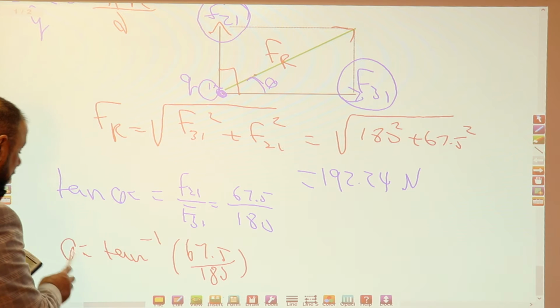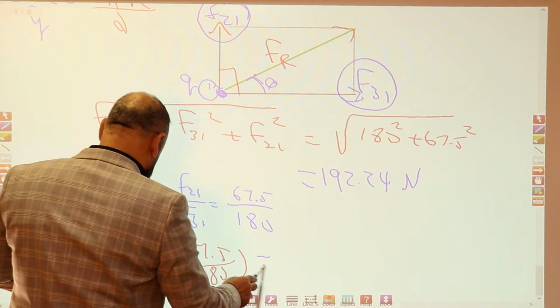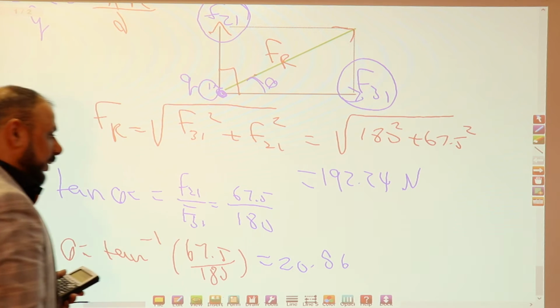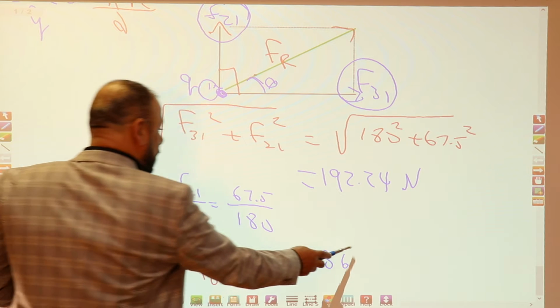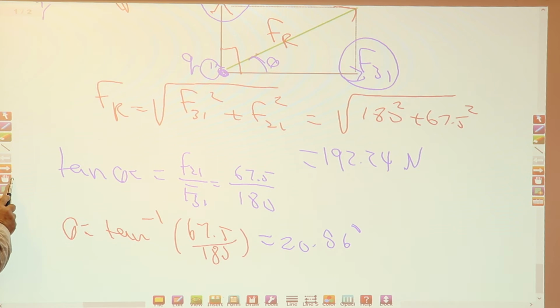Then the angle here is about 20.56 degrees, to two decimal places. Okay, we're done with this. Let us keep going with our class.